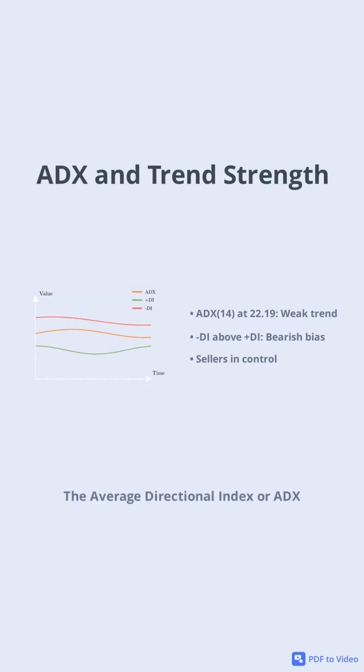The Average Directional Index, or ADX, is a tool used to measure the strength of a trend. For PLUG, the ADX14 is at 22.19, which is considered weak. Additionally, the Negative Directional Indicator, minus DI, is higher than the Positive Directional Indicator, plus DI, confirming the bearish bias. This means that while there is a trend, it's not particularly strong and the sellers are in control.